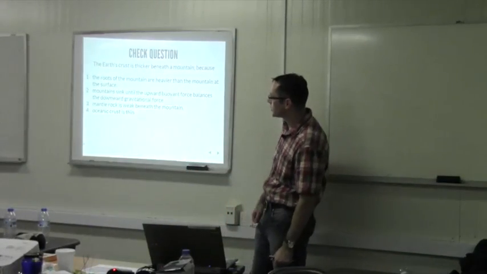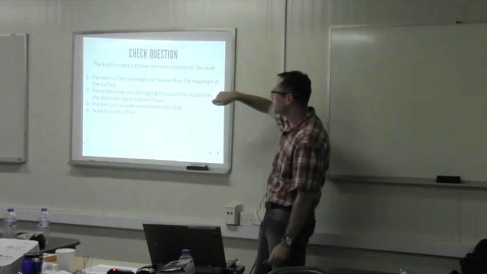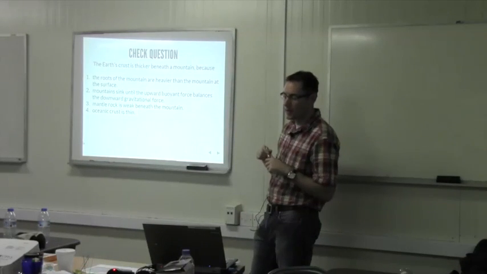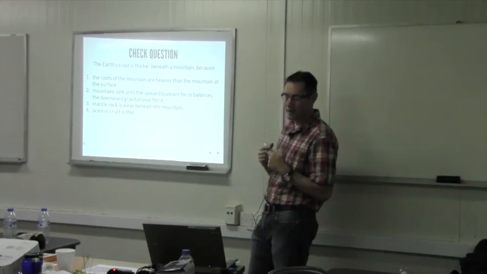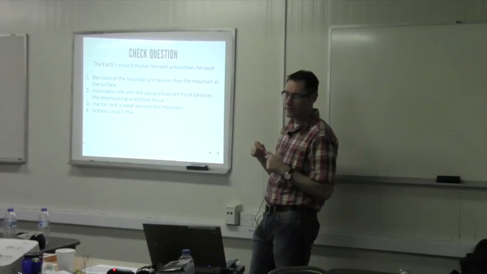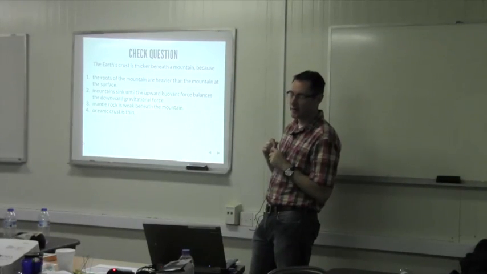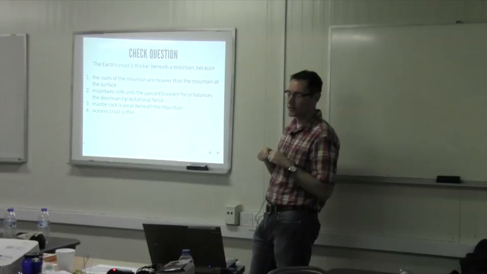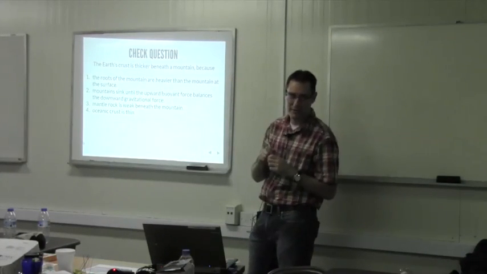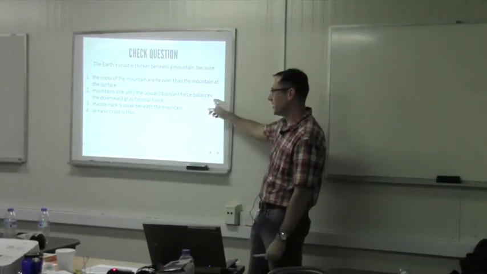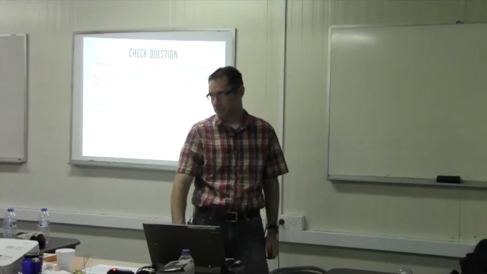Here we go. Check question. Earth's crust is thicker beneath a mountain because why? The roots of the mountain are heavier. The mountains sink until the upward buoyant force balances the downward gravitational force. The mantle rock is weak, or the ocean crust is thin. I should have put this check question later, but yeah, it's two. Get this buoyant force thing going on.